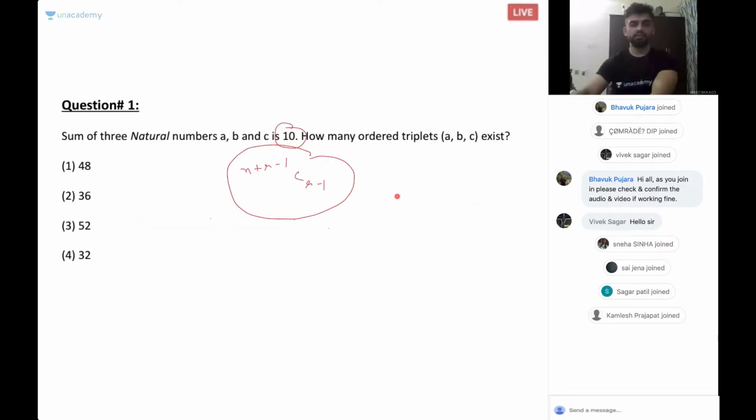Okay, so for guys who have joined this session now, this is the question we are solving. The sum of three natural numbers A, B, C is 10. How many ordered triplets A, B, C exist?